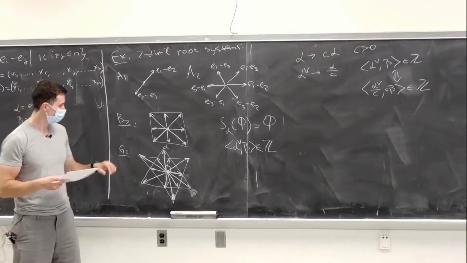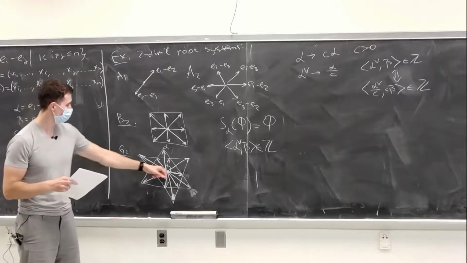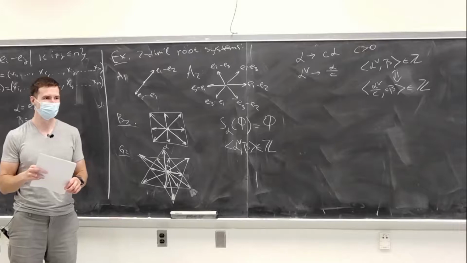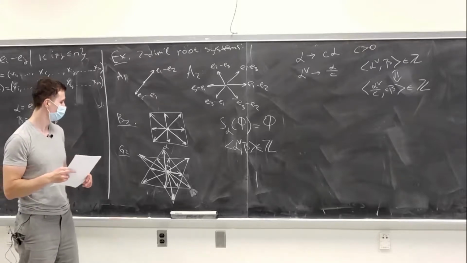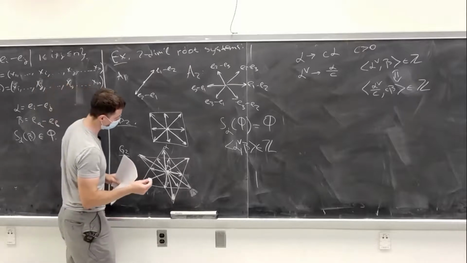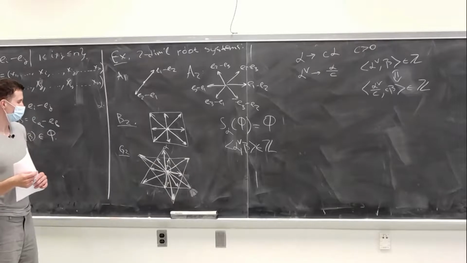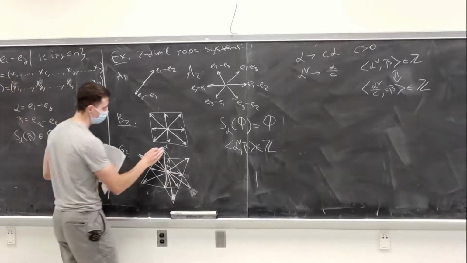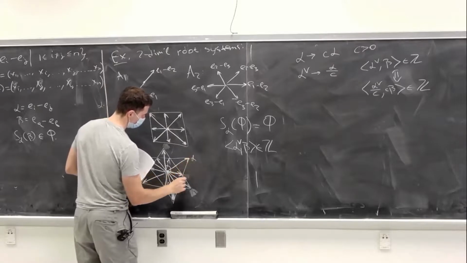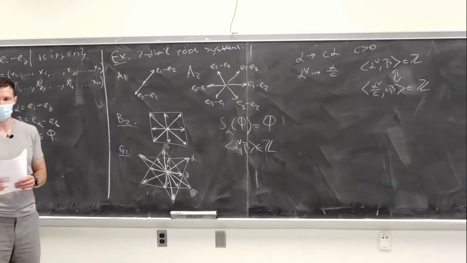So anyways, let's see. Who thinks this is a root system? Okay, two people. Yeah, 3 people. I mean, basically, what do I have to check? I have to check all pairs of these vectors. So let's say I try maybe some alpha and some beta. Maybe this is alpha and this is beta. Where is S alpha of beta?